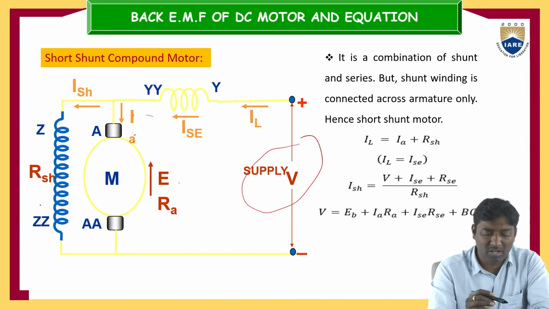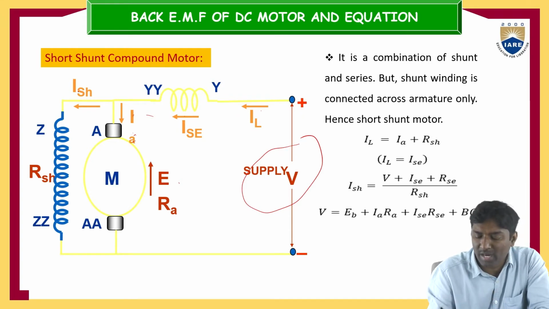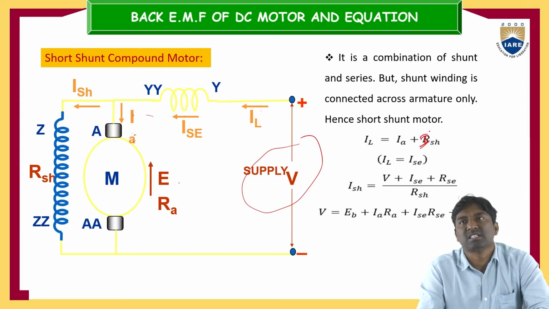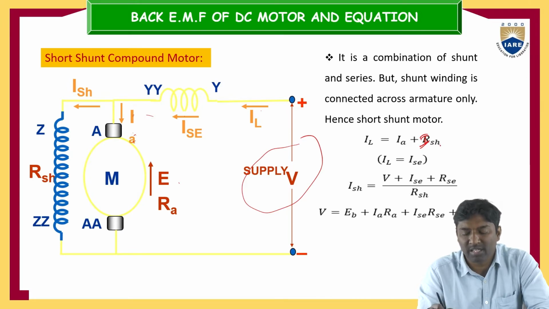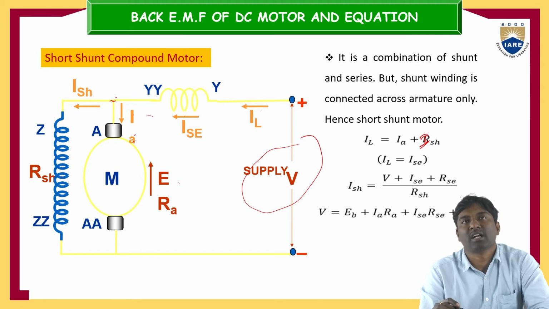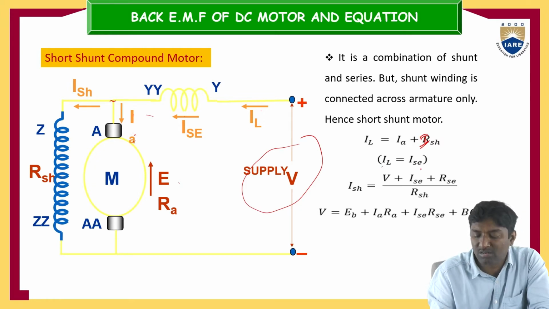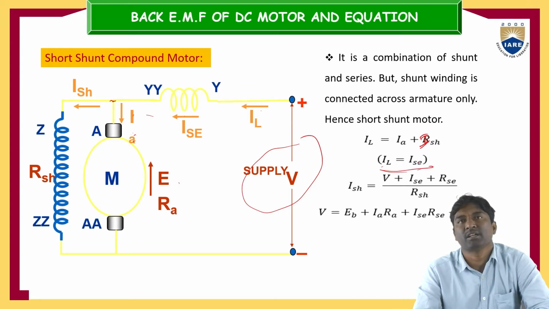So now what can you write? IL is equal to IA plus ISH, because I am applying KCL here: current entering the node is equal to current leaving the node. Then I can also write IL is equal to ISC, because both are connected in series here.